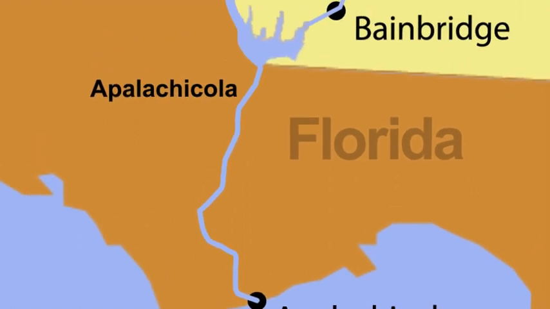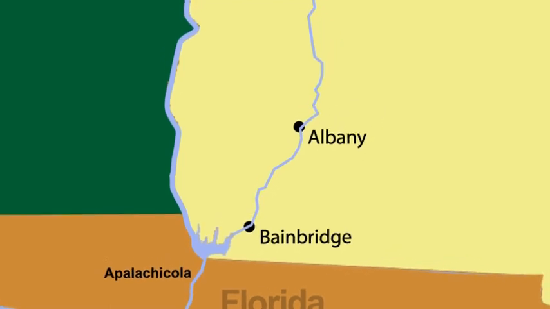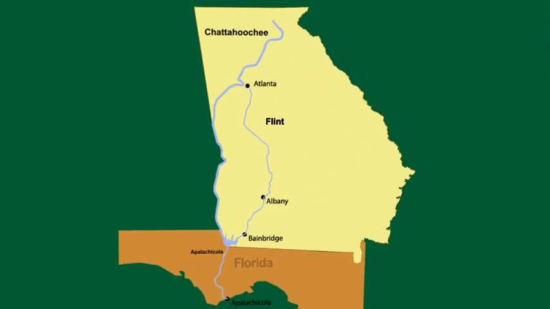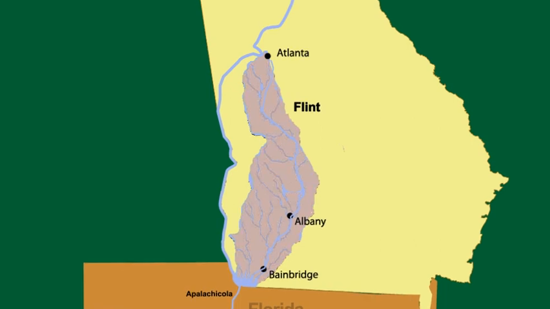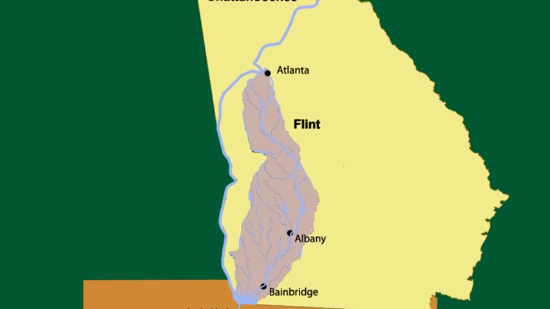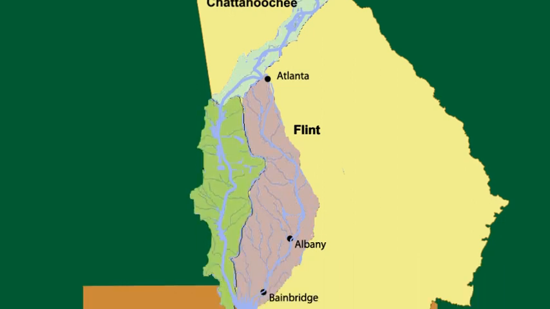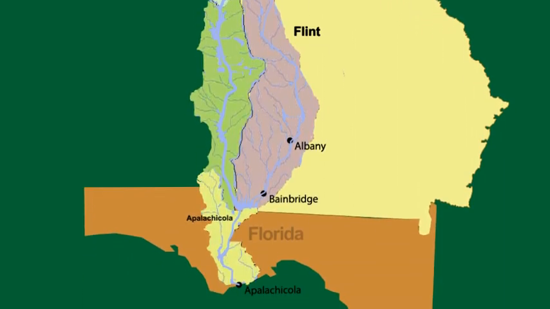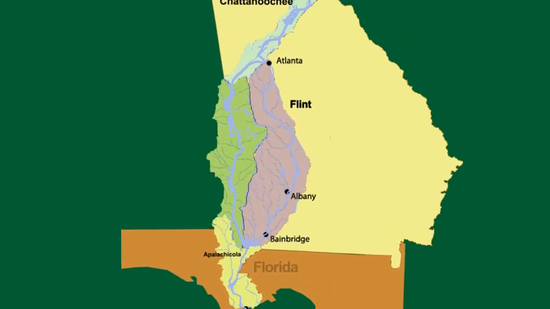The ACF refers not only to the rivers, but the river basins as well. This is the geographic area from which all groundwater flows into the river, so each river has its own river basin. The Flint River Basin covers roughly the area you see here, while the Chattahoochee Basin is sometimes divided into an upper basin and a lower basin. And this is the Apalachicola Basin area. Together, these rivers and their basins form what we know as the ACF.